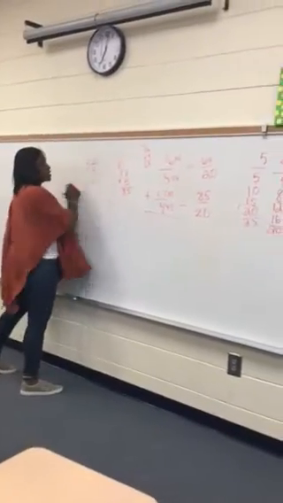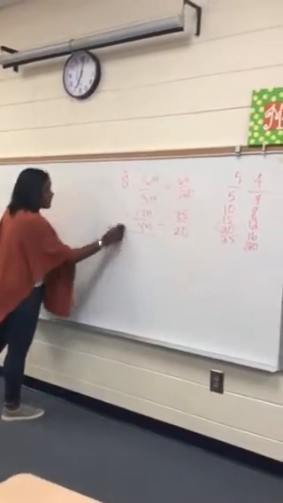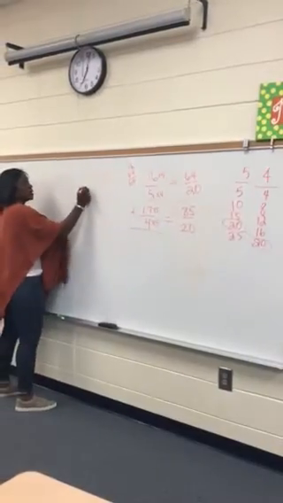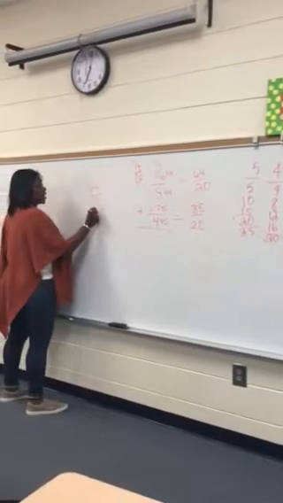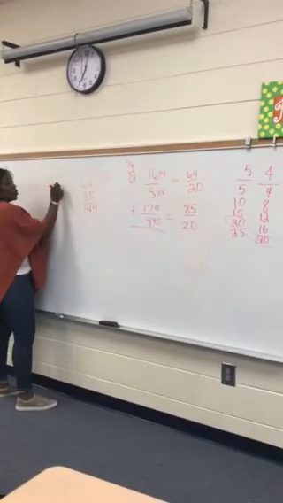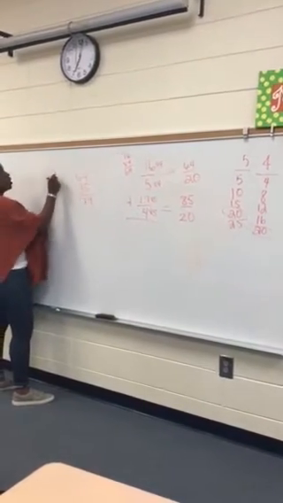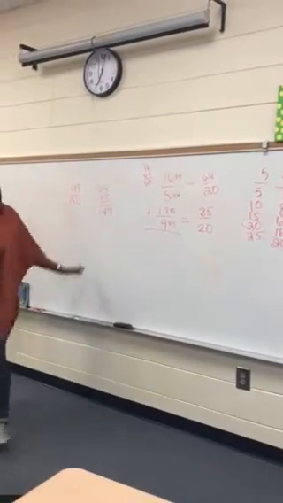Okay, so I add 64 plus 85, but I keep my denominator. So that gives me 149 over 20. Do I keep it this way?